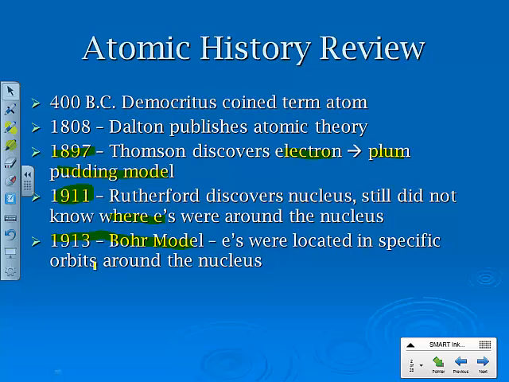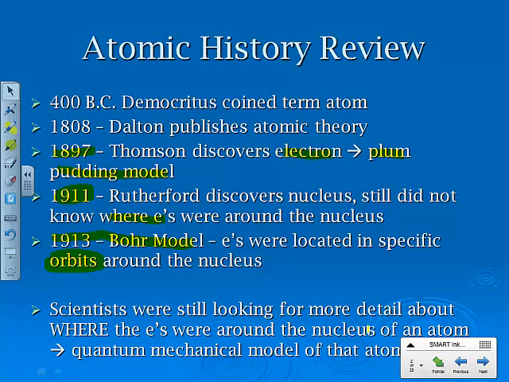1913, the Bohr model gives us orbits, right? 2D orbits around the nucleus. But what we were still looking for is detail about where the electrons were around the nucleus, and the quantum mechanical model answered that for us.